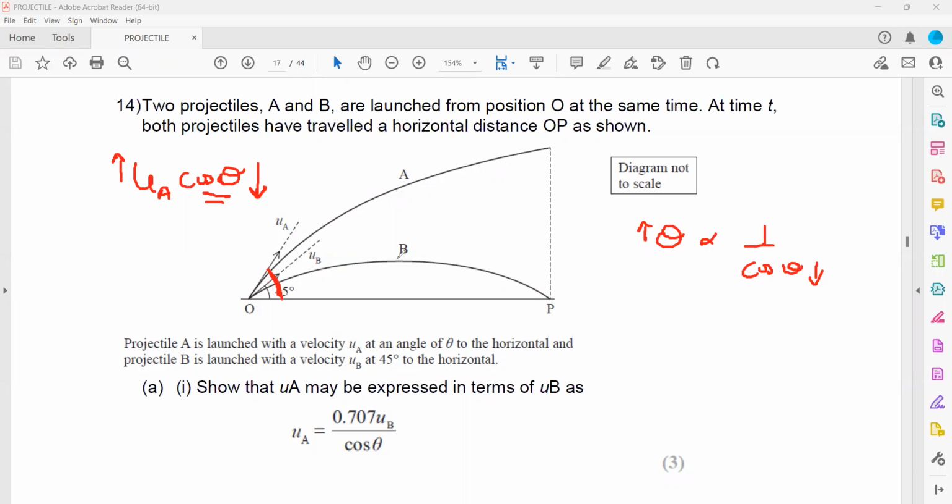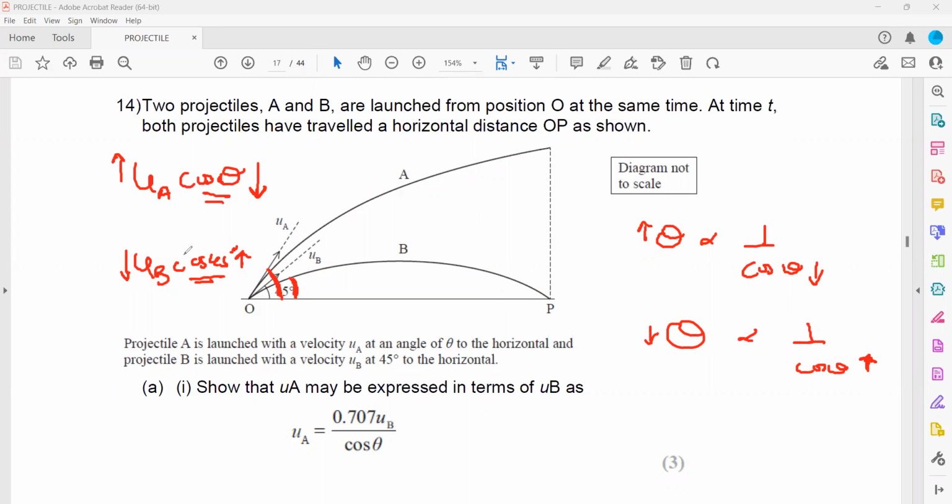But for UB, what happened? It is cosine 45, a smaller angle, as you can see. If the angle is small, the value of cosine theta is large, because cos 0 is maximum. So this cos 45 will be large, a big value. As a result, UB should be small, because we want their product to be constant.